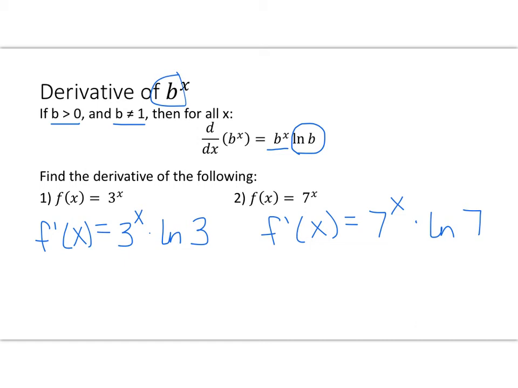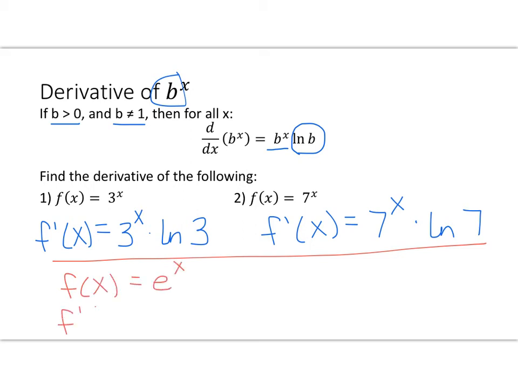Now, this actually is working. If we're looking at this going, well, how come it's different for this than it was when we had a base of e? It's actually not really any different. If I have f of x equals e to the x, and I followed this same rule, because e is greater than 0 and e doesn't equal 1, it would be itself times the natural log of e, but the natural log of e is just equal to 1, so we would just get e to the x.